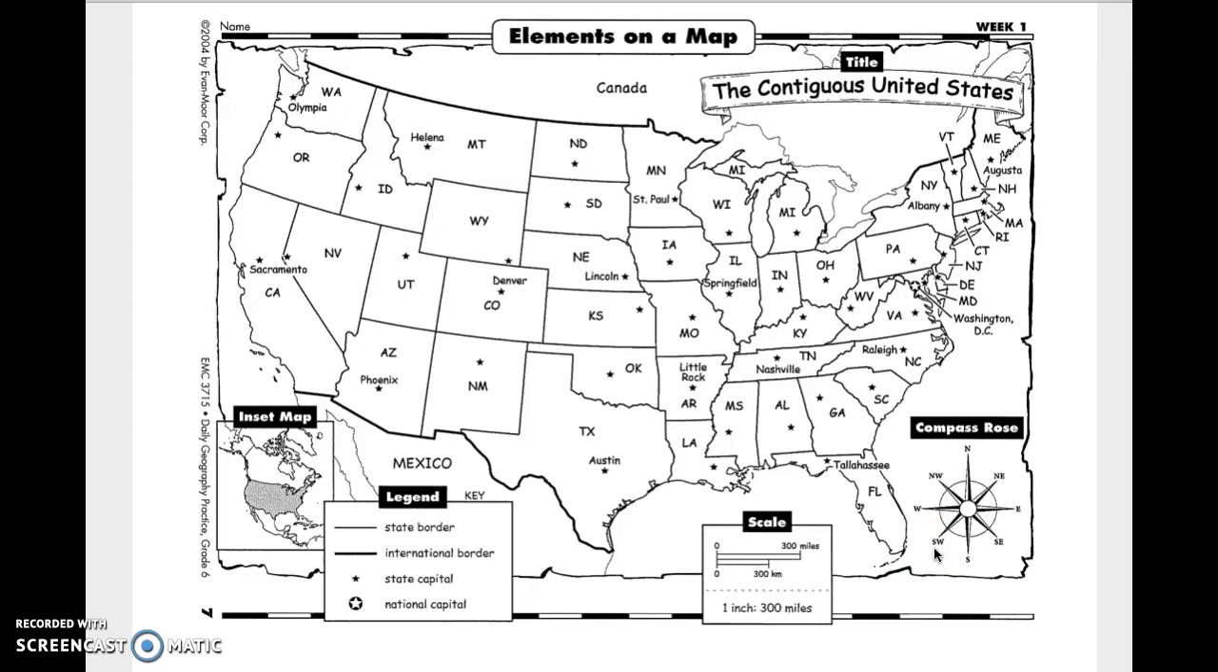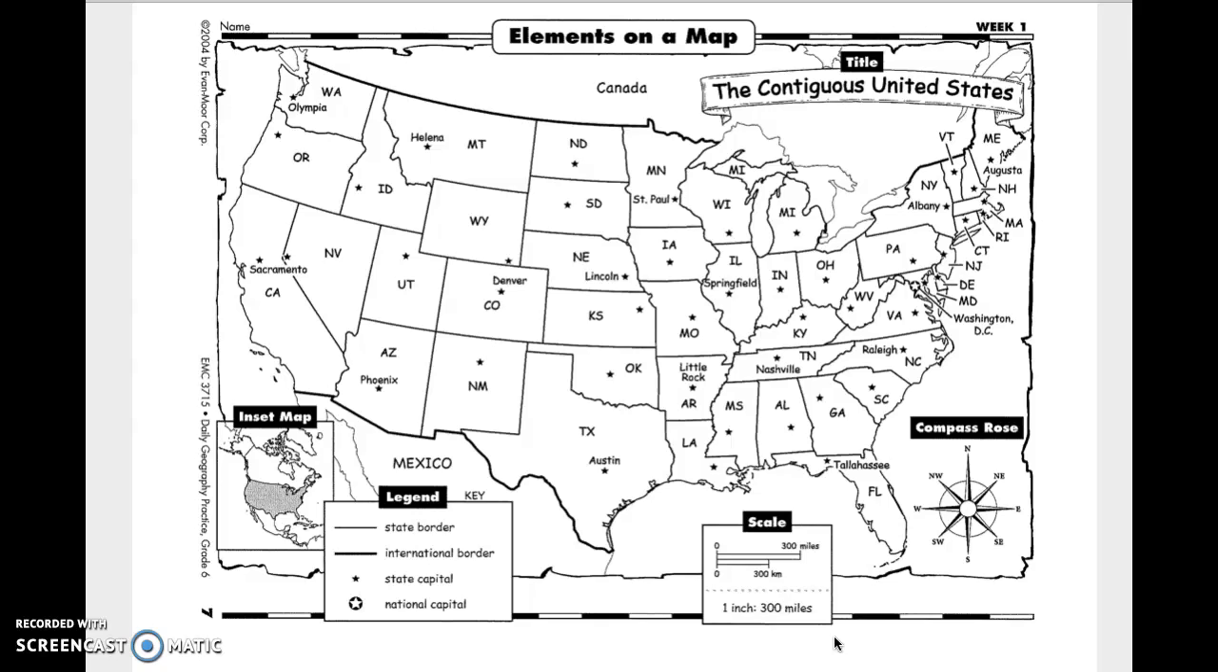The scale is the third element on this map. The scale tells me about how far apart places are. On paper, 1 inch would be 300 miles, and it shows a bar scale so that I can measure the bar from 0 to 300 and measure different places on my map to figure out how far apart these cities or states are. This map, we will not use this bar scale very often, but I do want to point it out as one of the important elements on a map.